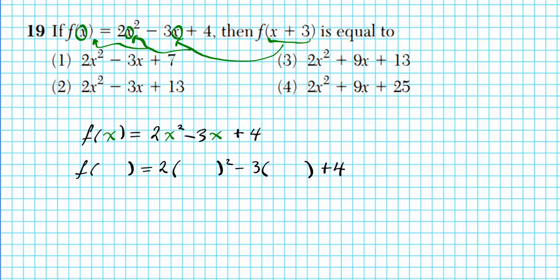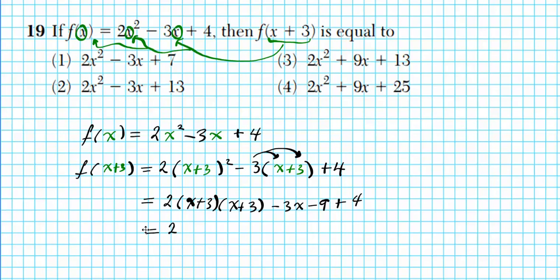We have f of x plus 3 is going to be 2 times x plus 3 squared minus 3 times x plus 3. All right, let's expand this completely. Hopefully it matches one of the options we have here. 2 times x plus 3 times x plus 3. Distribute negative 3 across these two terms. You end up with negative 3x minus 9 plus 4. Okay. All right, let's simplify further. If you follow these two out, you end up with x squared first, outer 3x, inner 3x, last plus 9, minus 3x, negative 9 plus 4 is negative 5.